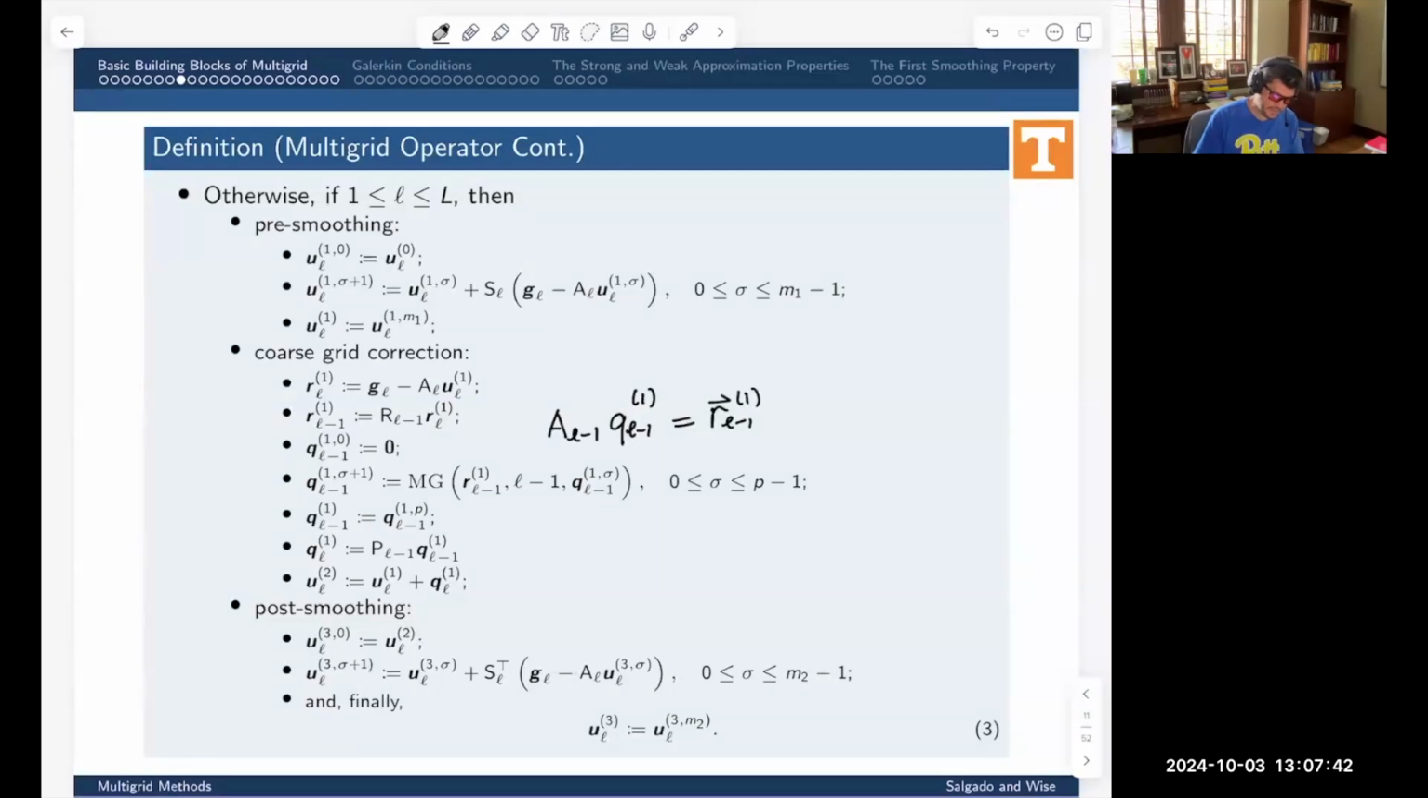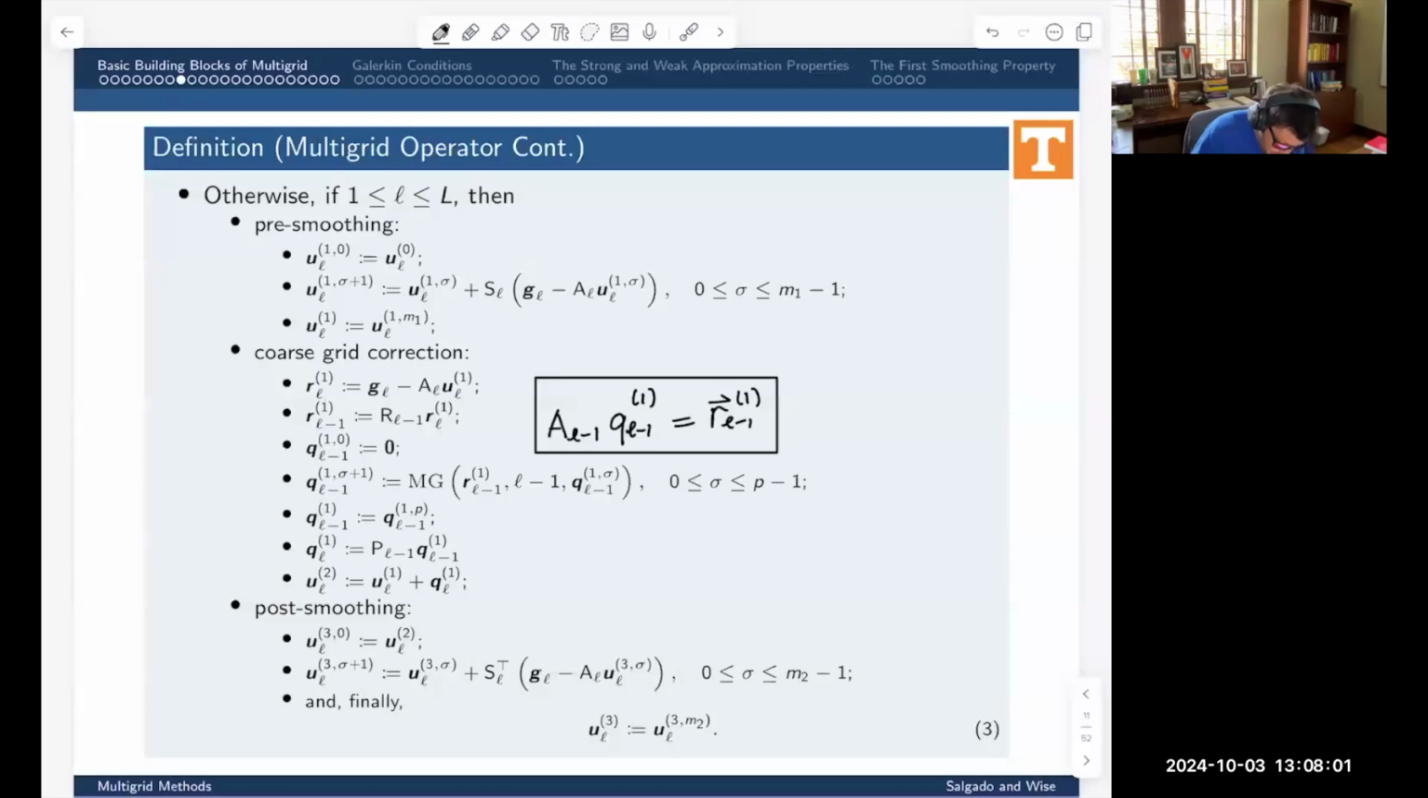Okay, so that's the equation that you have in the back of your mind that we're going to be solving. If we could solve this exactly, then of course we would be multiplying by the inverse, and that step there is the 2-grid. That's exactly what's solved in 2-grid.